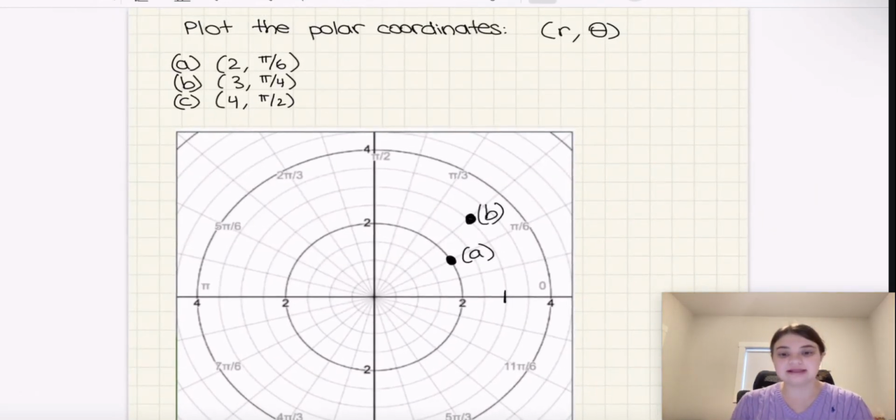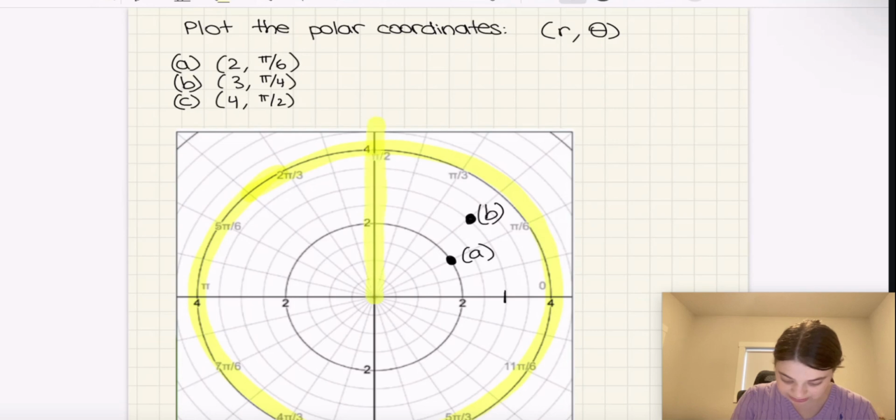All right, now what about C? Well, C has a radius of 4, so for C, we know that it's going to be somewhere on this circle, because this entire circle has radius 4, and it's at pi over 2, and the pi over 2 line is the same as 90 degrees, so that's going to be this one here. We can also see on this particular grid that it says pi over 2 as well, so that helps us. And then we can just draw our point where those two intersect, which is right there. So right there would be point C.